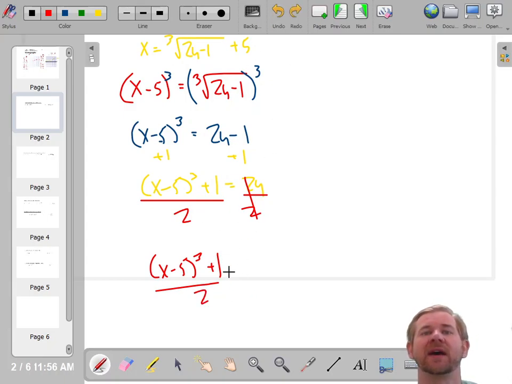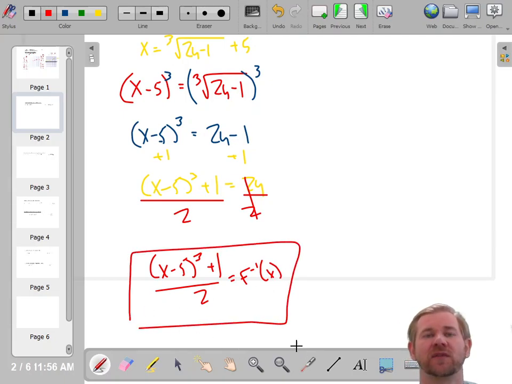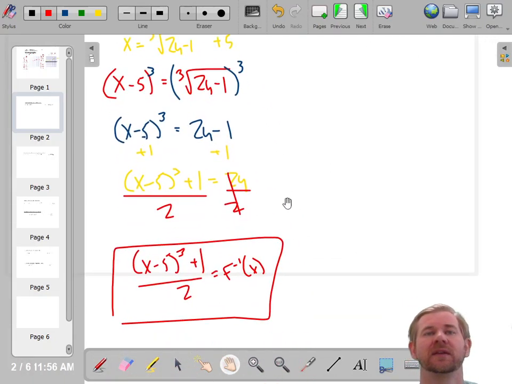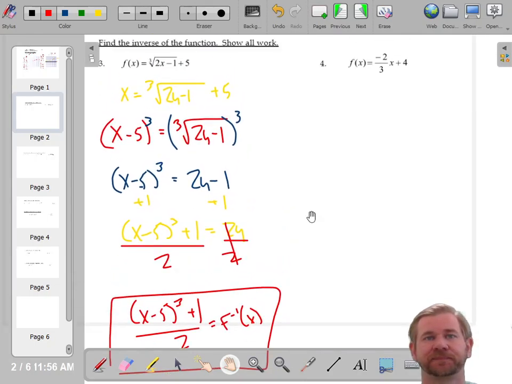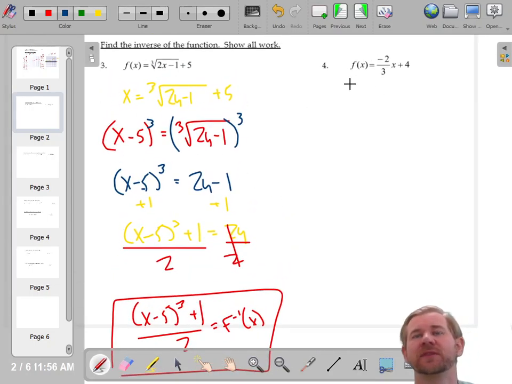And instead of saying y now, I'm going to call this f inverse of x. That is my inverse function. Okay, that's what I started with. Here's the inverse of that. Let's do another one. This one's linear.